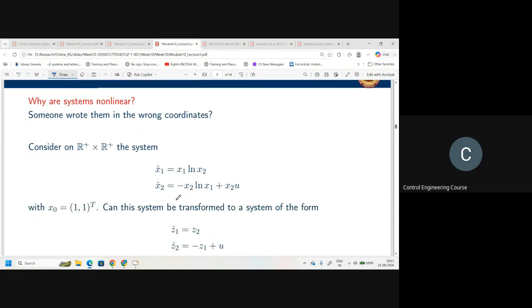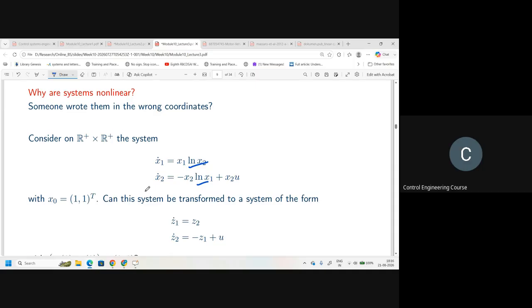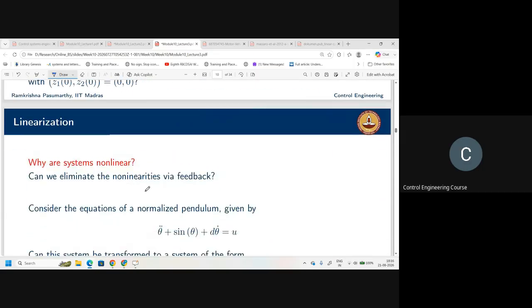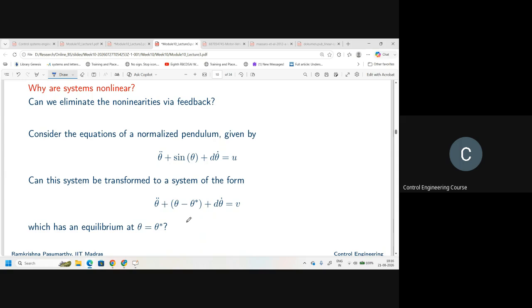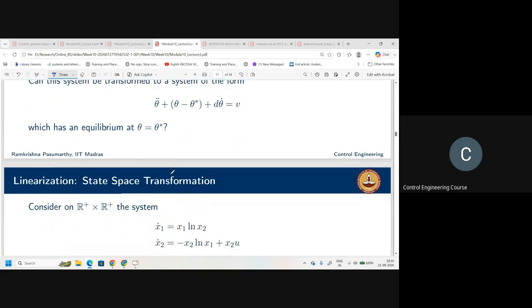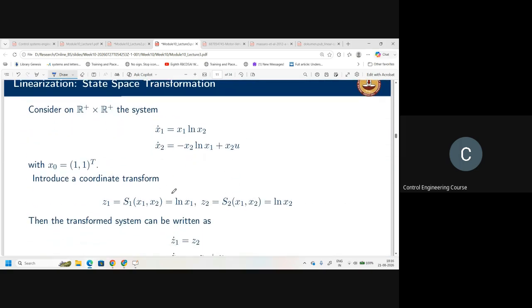So if you choose the coordinates here, x1 is non-linear through ln x1 and ln x2, right? In this case, we can find a proper transformation so that it can be converted into linear state space form. Such a transformation is called state transformation, the linearization by state transformation. We'll see that one. And another one is the pendulum equation. Can we find a u such that if we choose u, we can transform that into a linearized system?